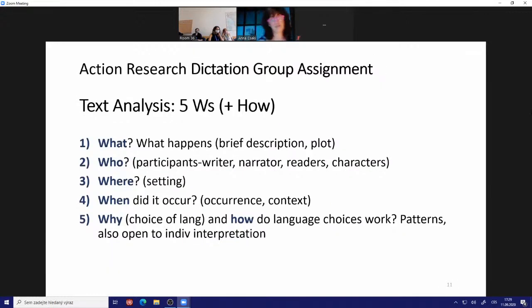Now, I'd like to invite you into the class and show you a little of what we did. So this was the assignment for the group presentation.